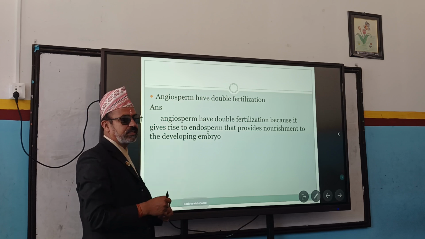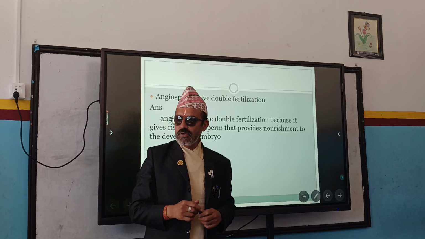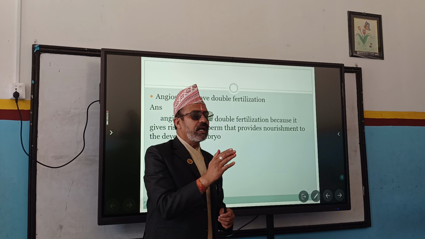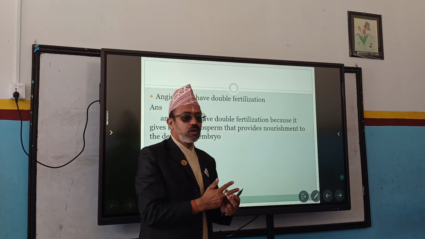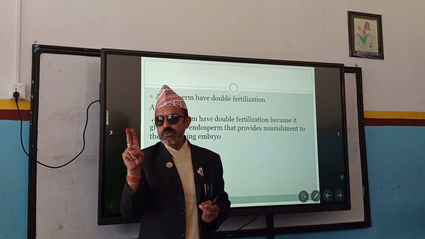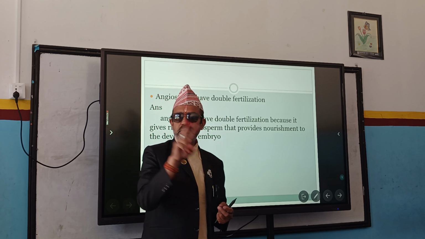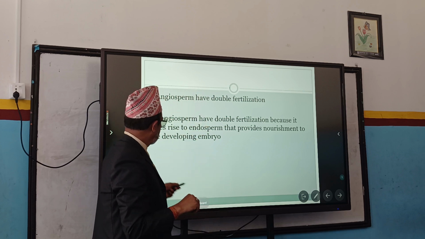Angiosperms have double fertilization. Angiosperms have double fertilization because fertilization or fusion of gametes takes place 2 times. Right now, double fertilization means how many times is it fused? Fusion of gametes takes place 2 times. That's why it is double fertilization.